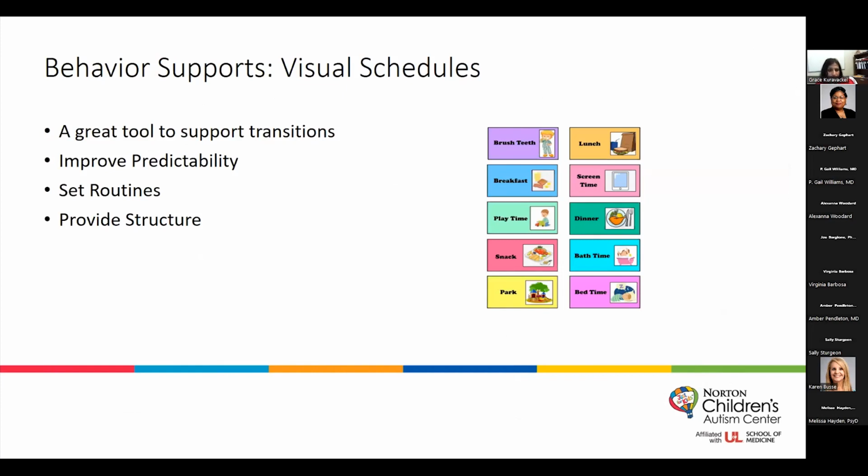And so here are some common visual schedules that are used. It is a great tool, as we just talked about. It supports transitions. It improves predictability, tells the individual exactly what is happening when, and also sets some great routines and helps to ground the individual to that routine. And that sort of eliminates change and some things that can go wrong with unexpected factors just popping up.